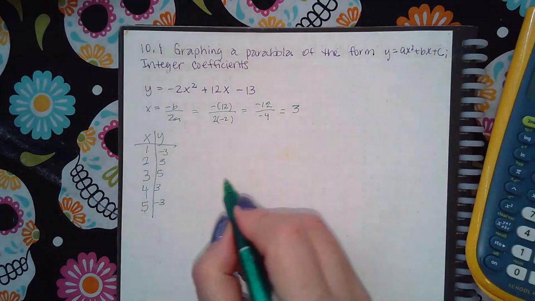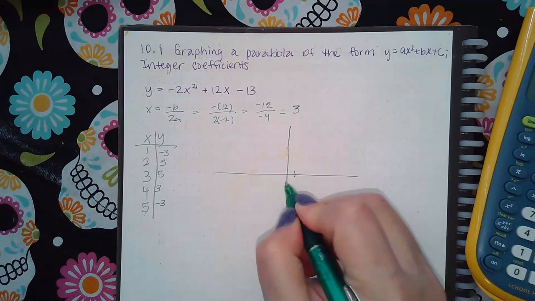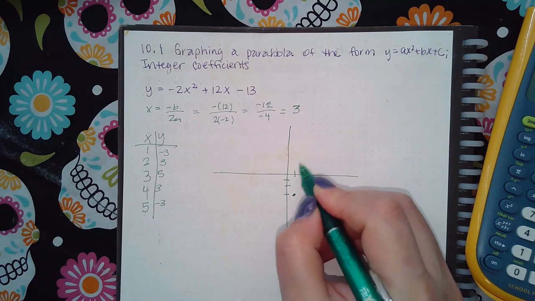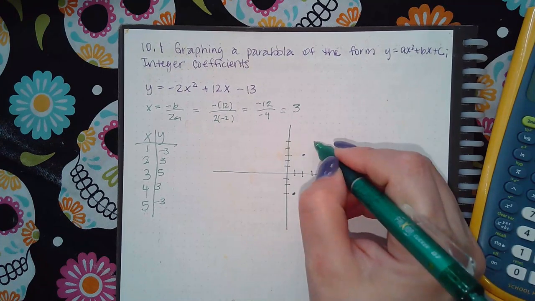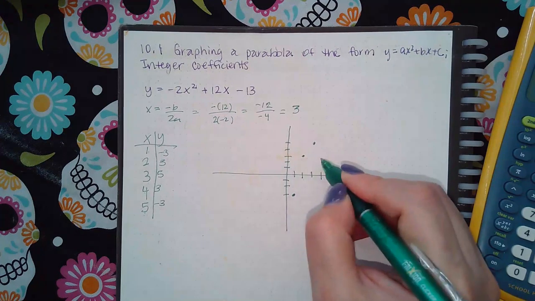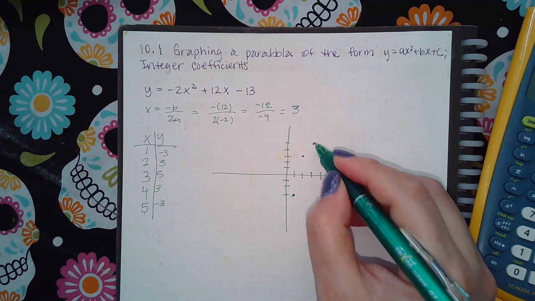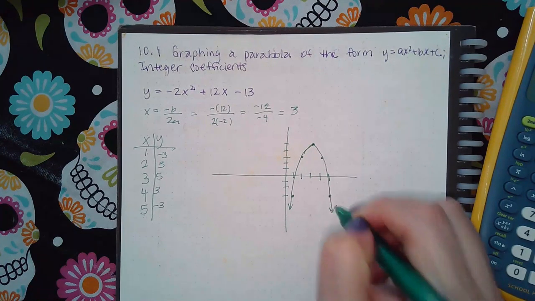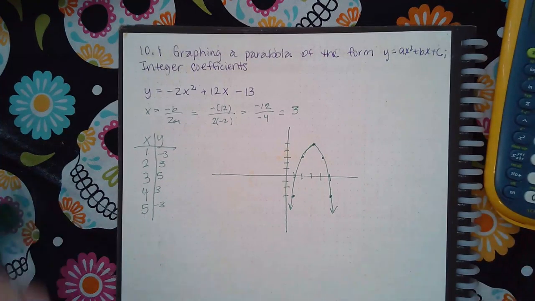So then you plot all of these points on your graph inside the computer. So 1 and negative 3, 2 and positive 3, 3 and positive 5, 4 and positive 3, and then 5 and negative 3. And so then you get the parabola that has this sort of shape. Okay, once you plot the points inside the computer, then you just hit the graphing icon and it'll graph it for you.